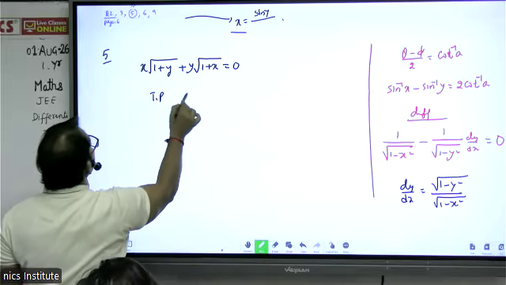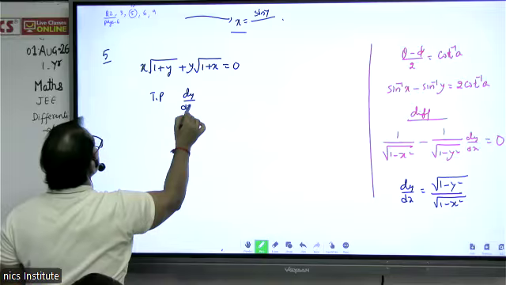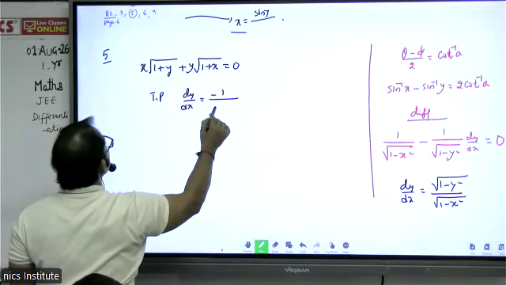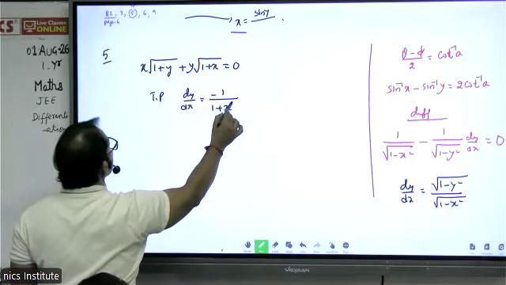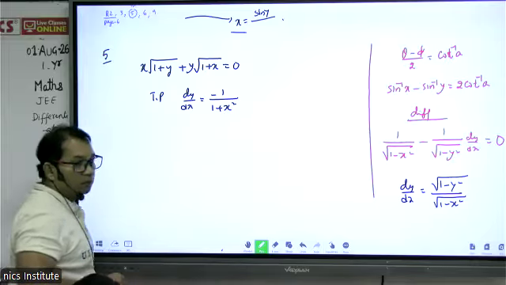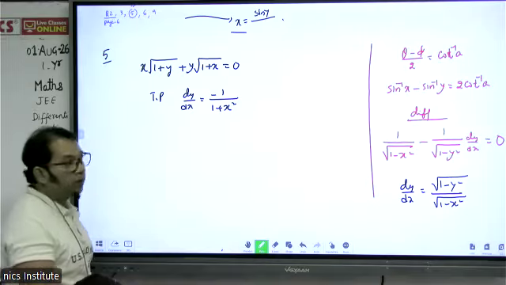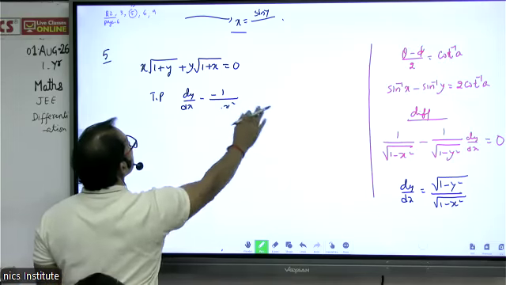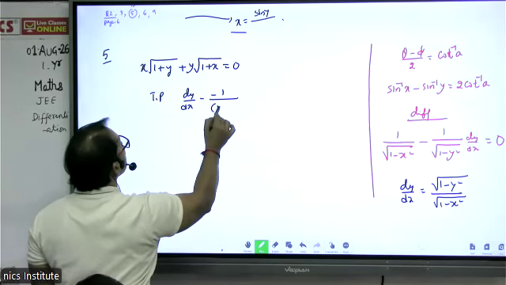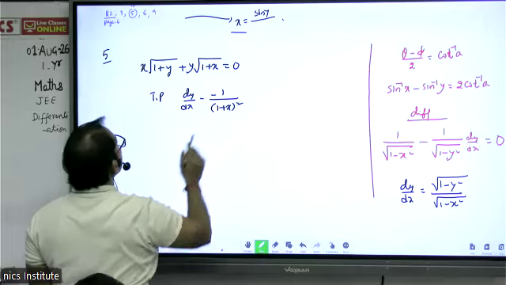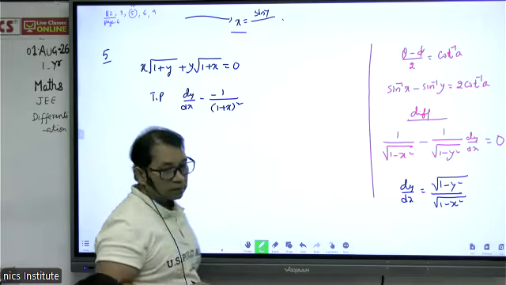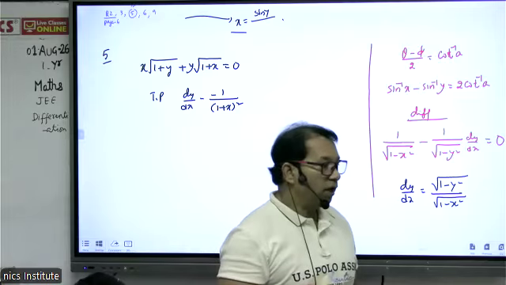Here we need to prove dy by dx is minus 1 over (1 plus x) whole square. On the right side, we don't have any term of y.